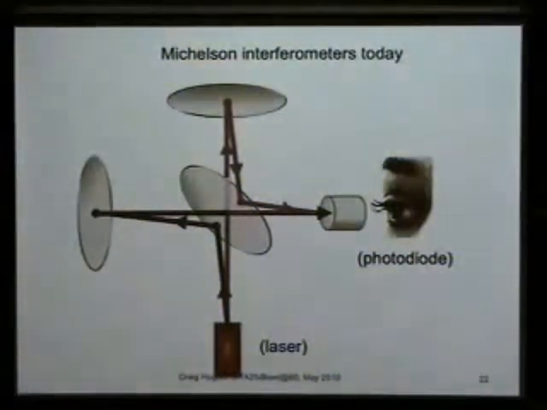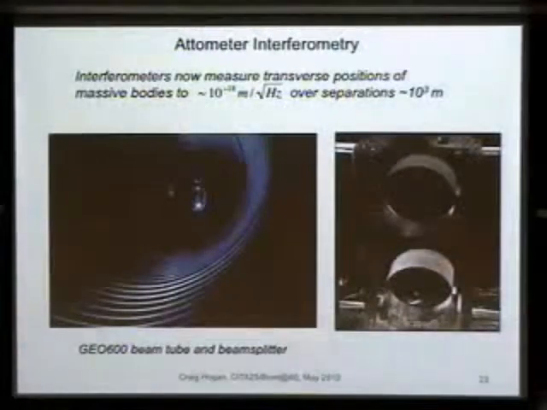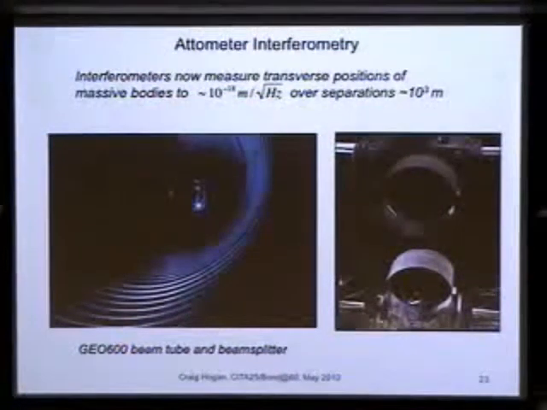These days we use lasers and photodiodes, so it's better. And how much better? Well, they now get down to attometer precision. In spectral units, they measure positions with a spectral density of 10 to the minus 18 meters, that's an attometer, per root hertz. It actually is about an attometer of difference in position of the beam splitter mirror between the first and second reflections. And they do that over kilometer scale.